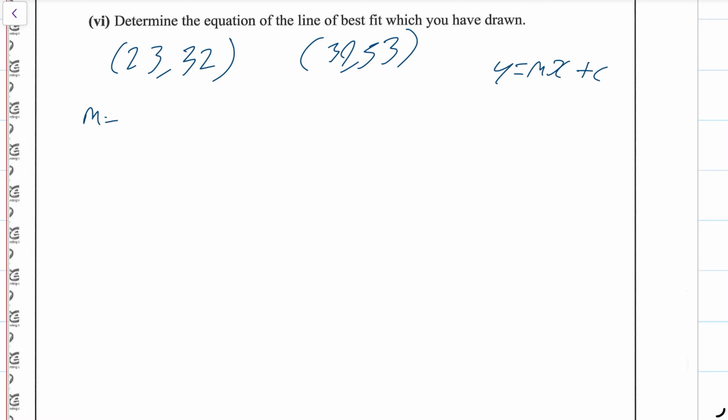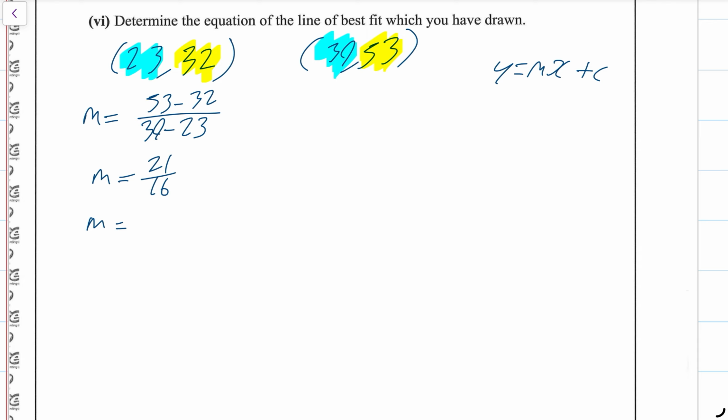Lovely stuff. We're doing our y difference. So your y difference is going to be 53 minus 32. My x difference, I'm going to have to do 39 minus 23. You get 21 over 16, which is equal to 1.3125. So that's my m. Your y is equal to 1.3125x plus c.